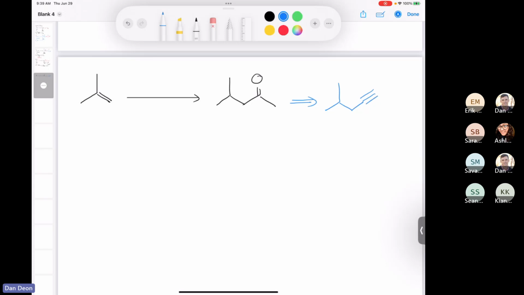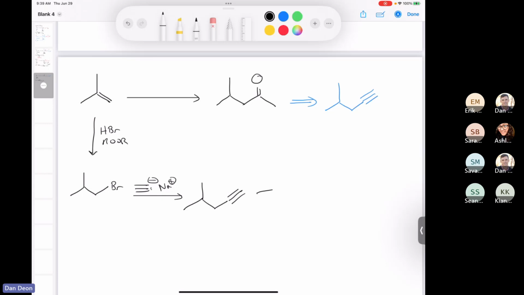So then the question becomes, well, how do I get from isobutylene to the compound in blue? Well, hopefully you can see that the first thing you'd want to do is an anti-Markovnikov addition of HBr, which will give me the primary alkyl halide. And then I can do an SN2 with my sodium acetylide, which will give me the compound in blue, something like that.